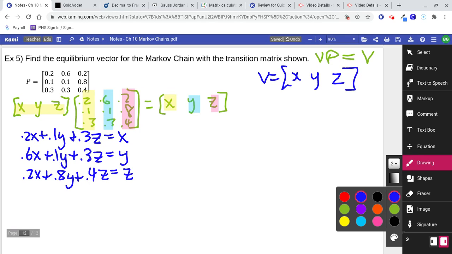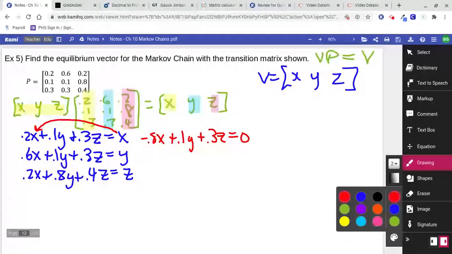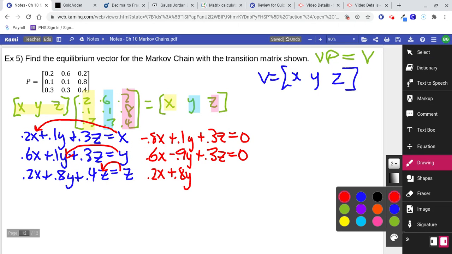So there we have a system of equations. And you can subtract that x over, and you're going to get negative 0.8x plus 0.1y plus 0.3z equals 0. And you're going to subtract that y over, and you're going to get 0.6x minus 0.9y plus 0.3z equals 0. And you subtract that z over, and you're going to get 0.2x plus 0.8y minus 0.6z equals 0.